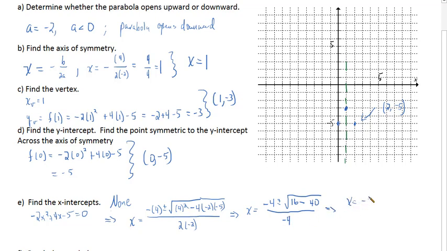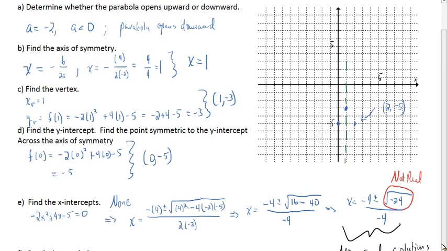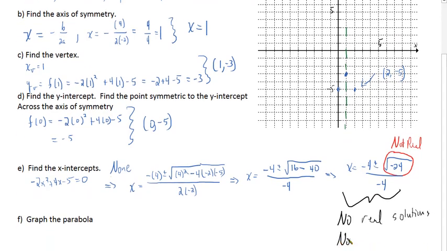So x is equal to negative 4 plus or minus the square root of negative 24, over negative 4. And right now we can say, wait a second, that square root of negative 24, that's not real, right? And what that tells me is there are no x-intercepts. There are no real zeros. There are no real solutions. So therefore, there are no x-intercepts. And that verifies what we had already learned from the previous steps in graphing this function.